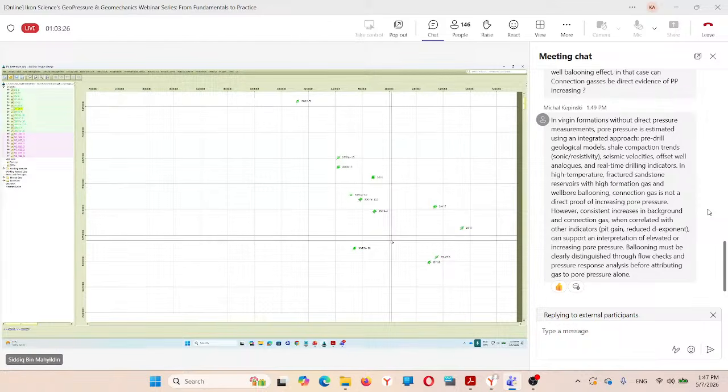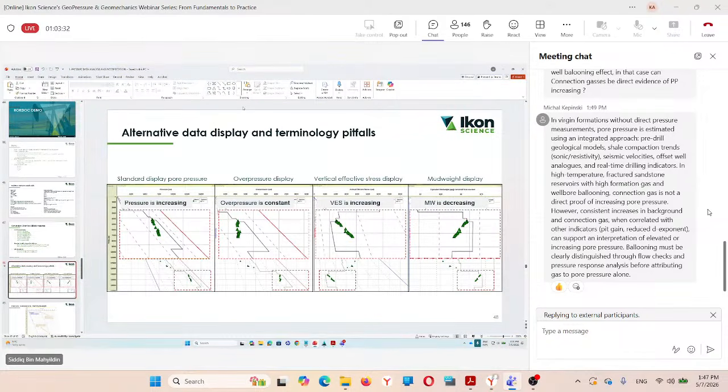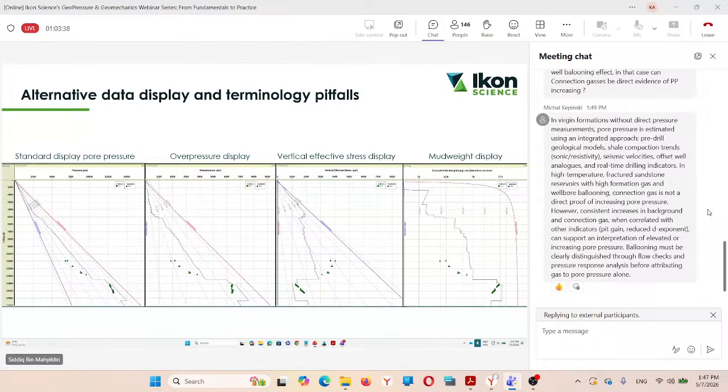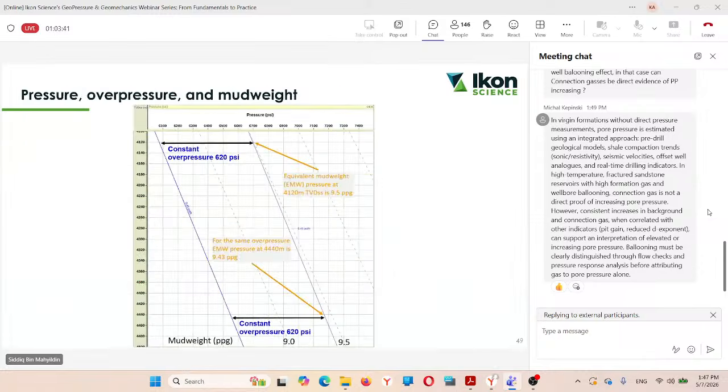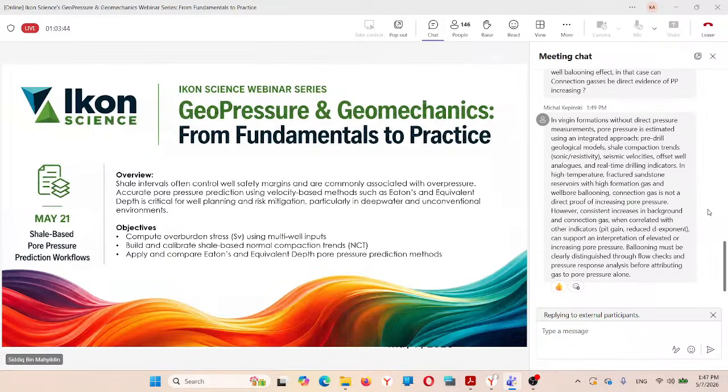So let me bring in my presentation again. Sorry, I'm using multiple screens. So over here, we are done. For the next session, I'll do the Q&A after this. But for the next session, this is what we're going to look at: the shale pore pressure prediction. This is where we're going to do predictive work using the Eaton method, the equivalent depth method, and so on. And then we're going to continue with some of the geomechanics and also the 3D work.